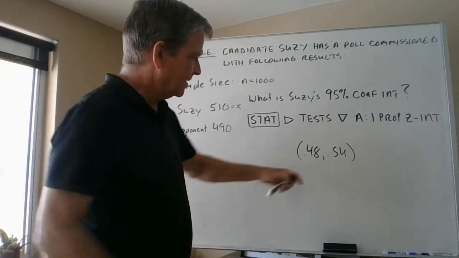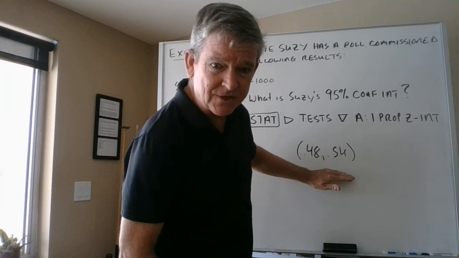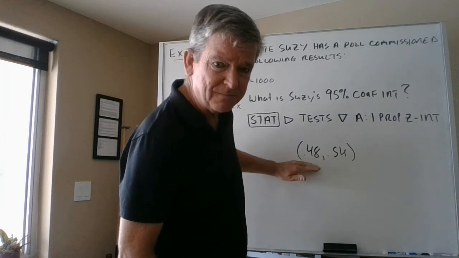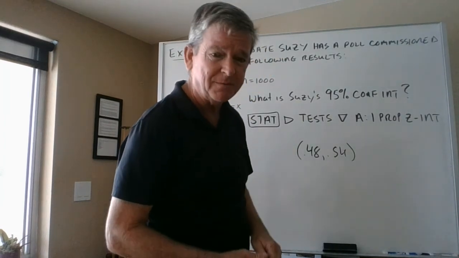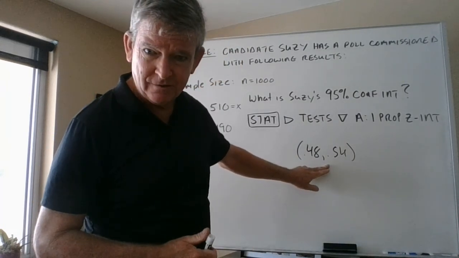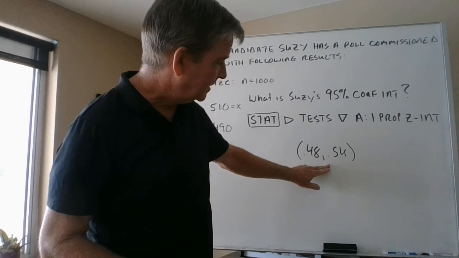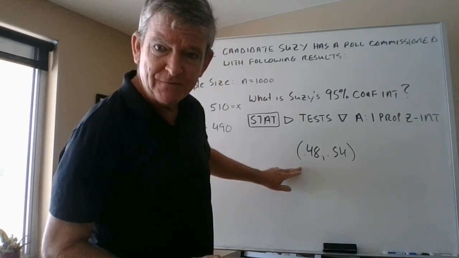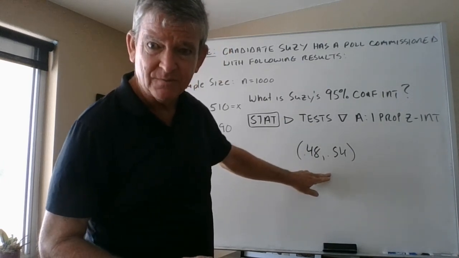So there's a 95% chance that the mean is between 0.48 and 0.54. That's a pretty big spread. She's looking better than her opponent. If we did it for the opponent, it would be more like 0.46 to 0.52. That's what it would come out to be.